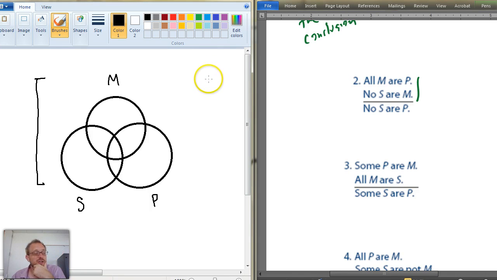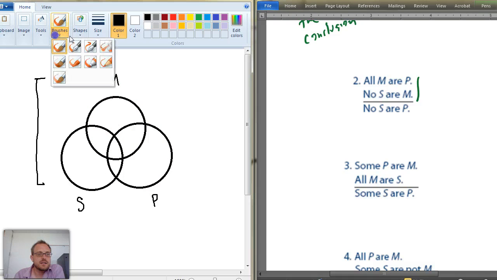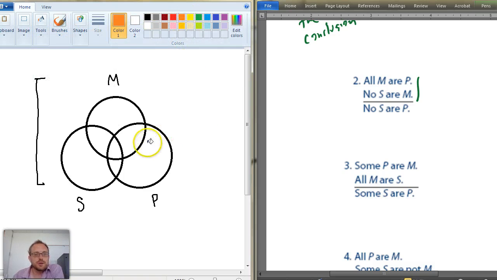I should have written that on those steps earlier above. But you can see in this case, there are no particulars. So we can just start off with the first one. All of the M's are P's. Now remember, I'm just looking at the M circle and the P circle when I'm doing my fill. So let's get our fill here. We'll use orange as our color.